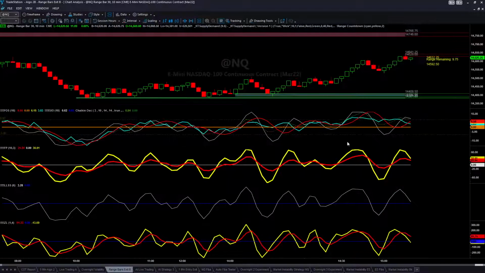Now, let's look at the range bars here. Yeah, right there. Look at that. Pow. See what happens with this.